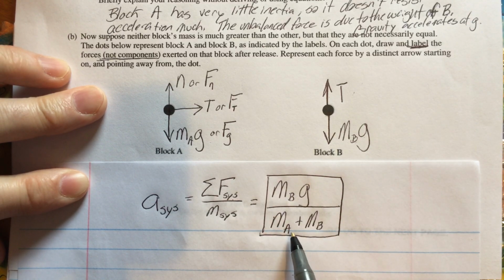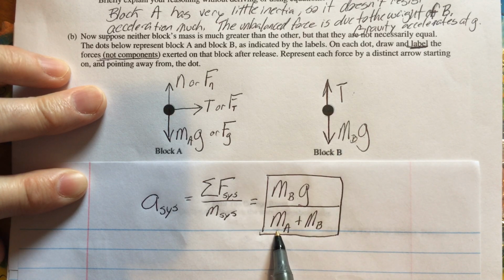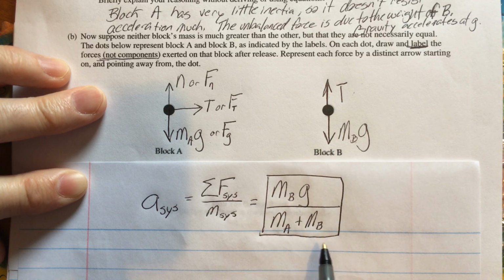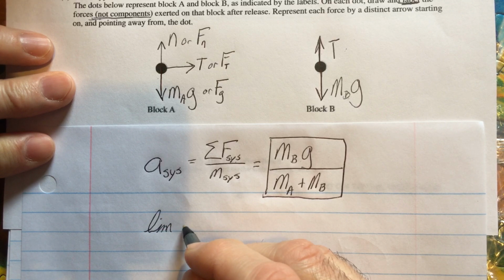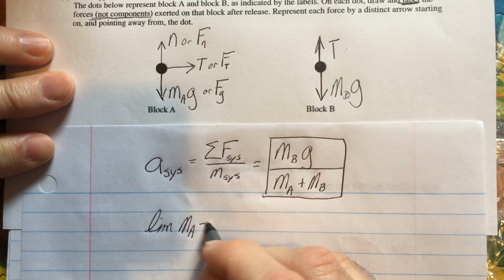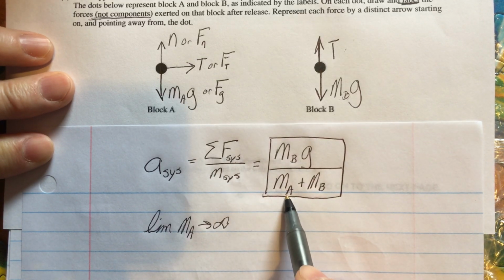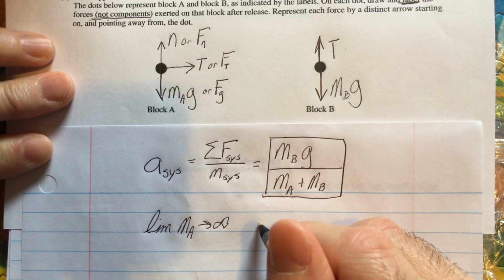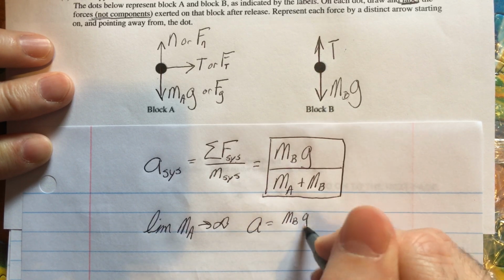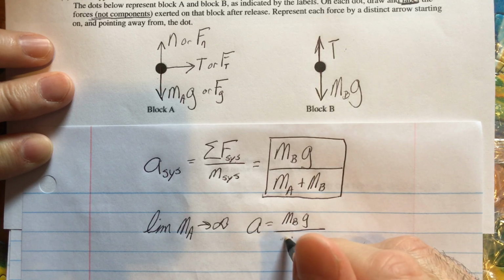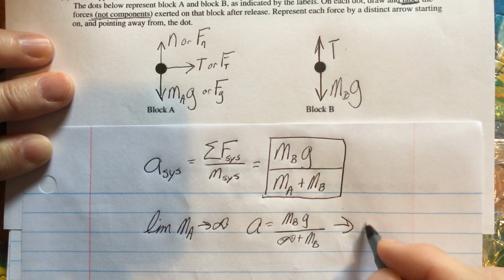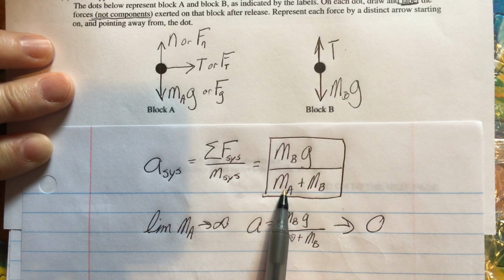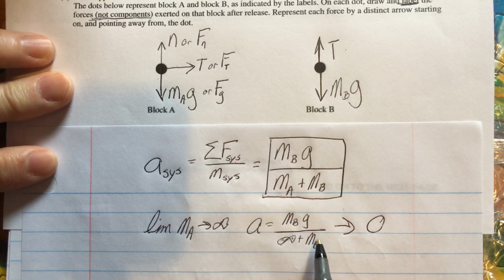All right, so look, if we go back to this equation and the mass of block A is much bigger than the mass of block B, we can look at this from a limit standpoint. The limit as the mass of A approaches infinity. What's going to happen to the denominator? You're going to have an acceleration equal to the mass of block B times g divided by something that's close to infinity plus the mass of block B, right? That is going to be 0. The bigger mass A is, the bigger the denominator is, and the smaller then the acceleration is.